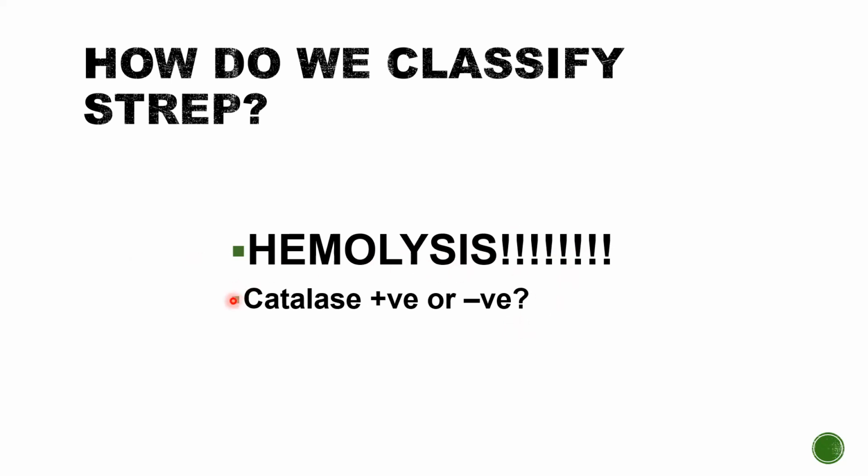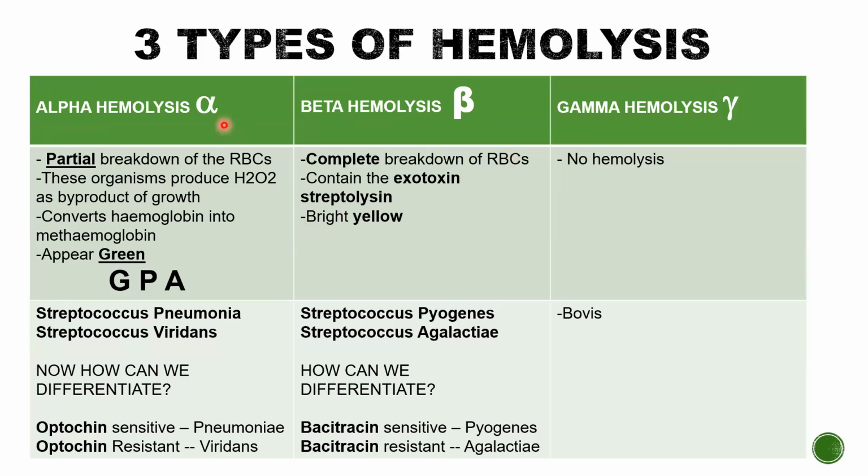Now, again, I'll repeat this over and over again. Is strep catalase positive or negative? Negative, exactly. Now, how do we classify strep again? It's based on hemolysis. Again, what's hemolysis? It's basically lysis means breakdown and heme is blood. So how do they break down blood cells? Or to what extent do they break down blood cells? That's how we classify strep. Now we have alpha hemolysis, beta hemolysis, and gamma hemolysis. Each one is a different type, okay?